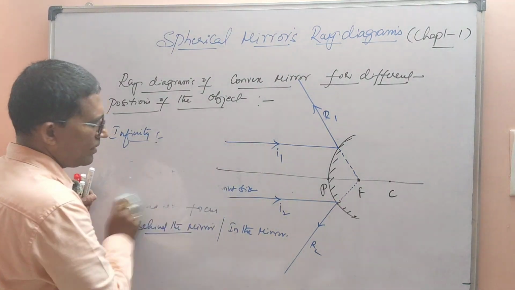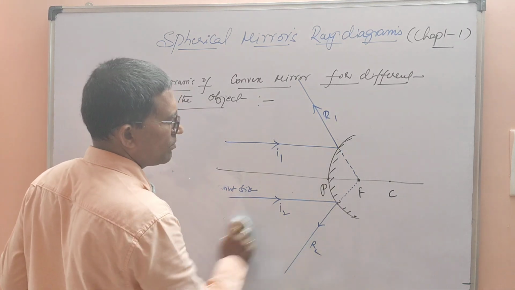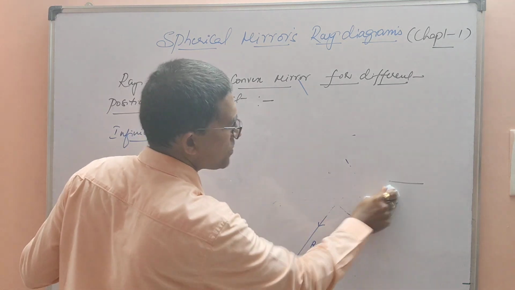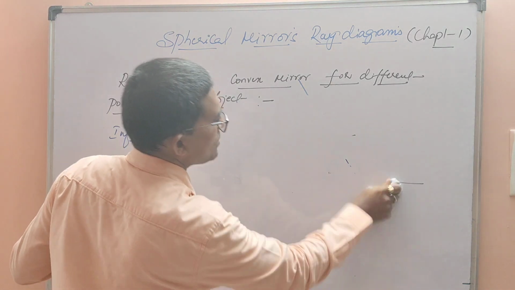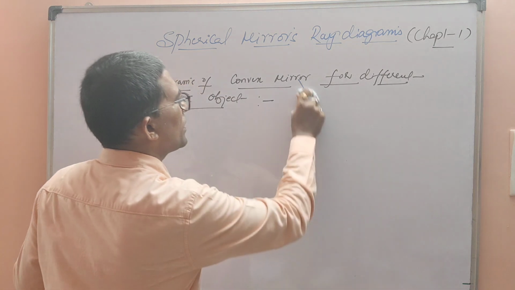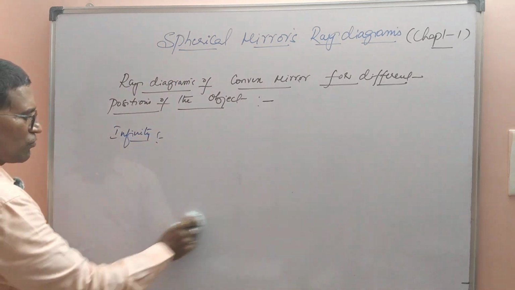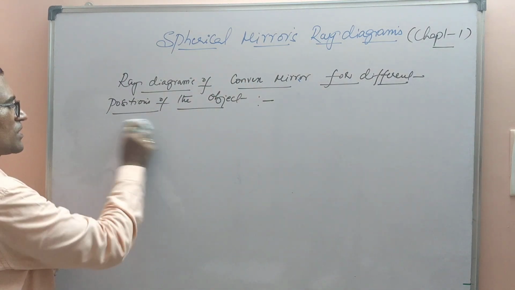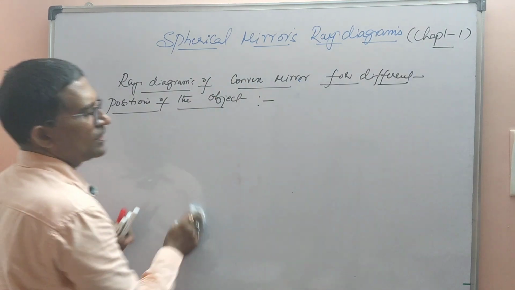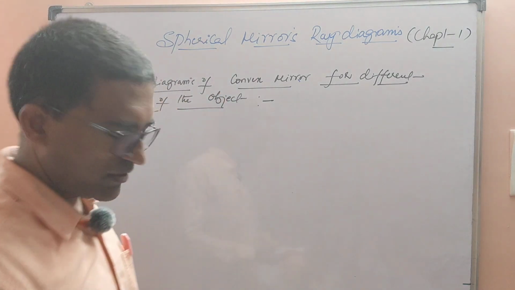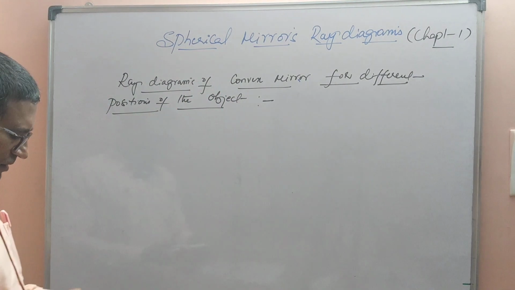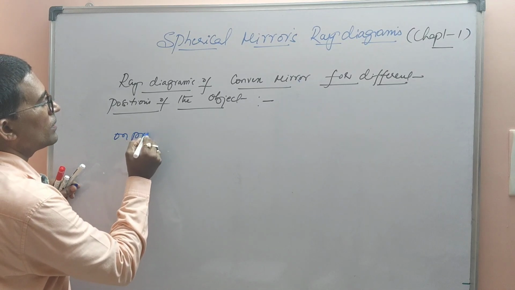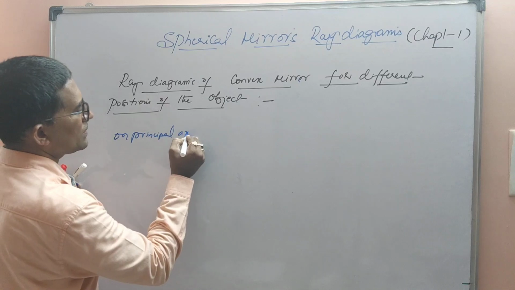Next, we have only one ray diagram related to the convex mirror, that is, the object is on the principal axis. We can't place the object at C or beyond C or at focus because C and F are in the mirror itself. So we cannot mention that the object is at C, or at focus, or between C and F, or beyond C, like that. We can't mention like that because the object will be on the principal axis only.